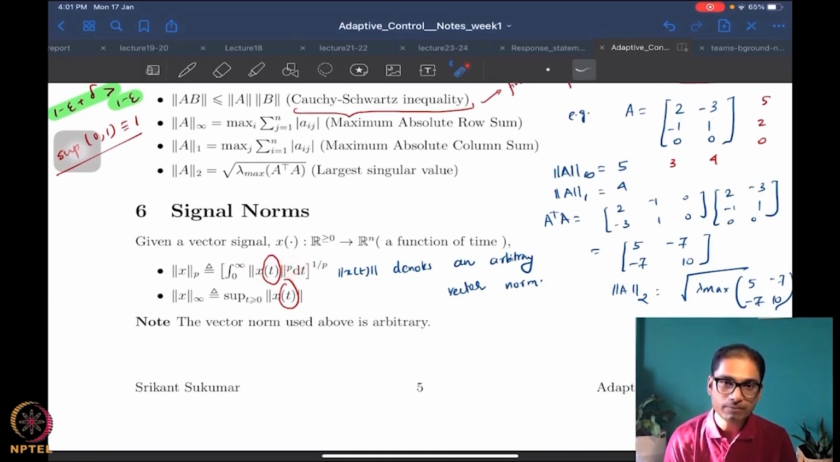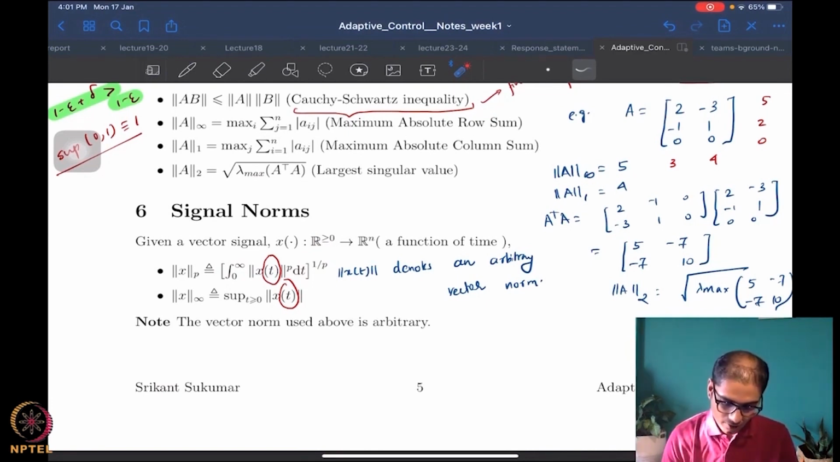Take the pth power, then you integrate over all time, and then you take the pth root. Okay, that's the idea. Take the vector norm to the pth power, integrate it for all time, and then take the pth root. This is what is the p signal norm.